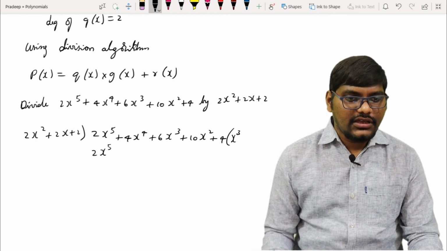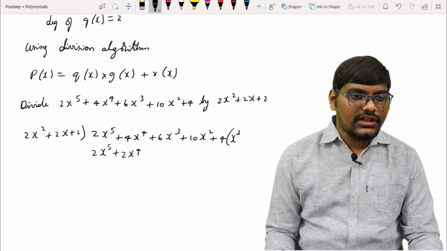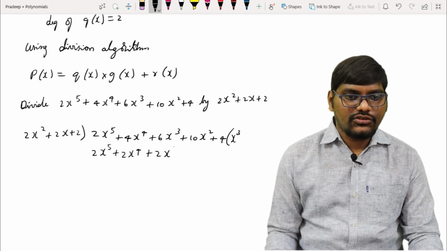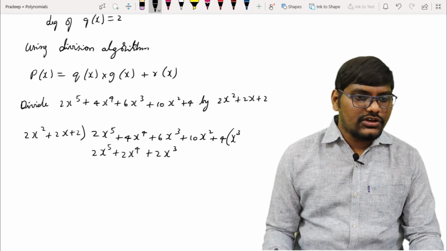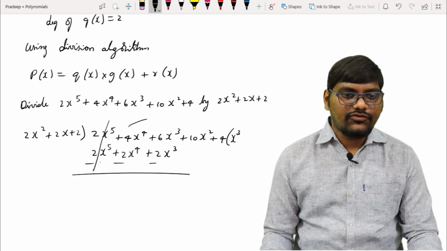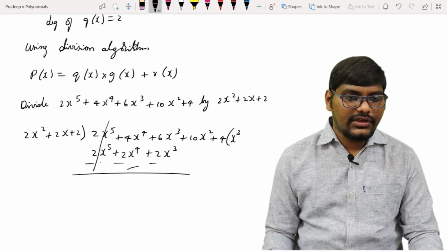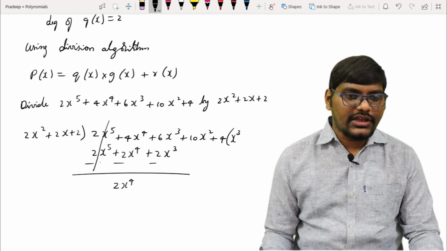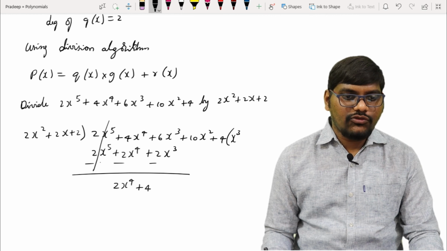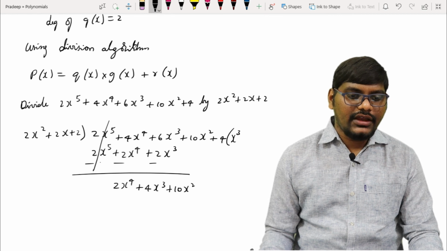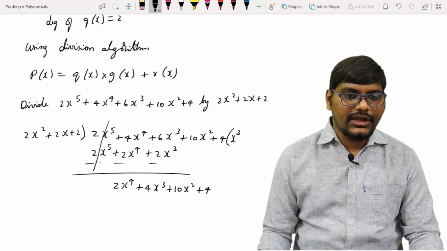How much do we get here? That is 2x power 4, and the next one, 2 into x cube, that is plus 2x cube we are getting. So let's solve this. Minus minus minus as a sign, these both get cancelled. This is plus 4 and this is minus 2, so we'll be left with 2x power 4. 6 minus 2 is 4, so I can write plus 4x cube, and this also I'll write, plus 10x square, and plus 4 is remained.